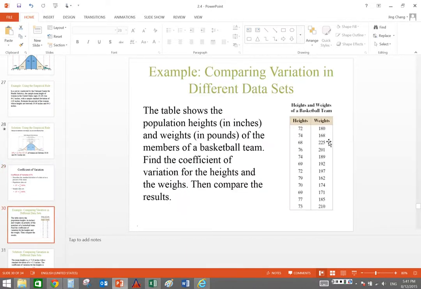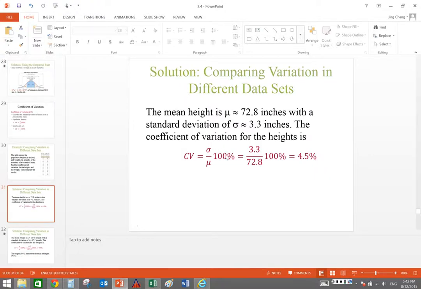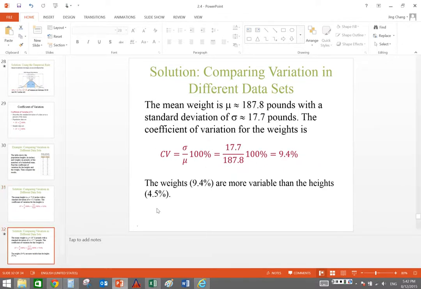So let's look at this. We have height and weight. We want to know which one has more variation. Is that height or weight? So how do we do it? We calculate the mean and standard deviation for each data set and then find the coefficient of variation. For height it's 4.5%, and for weight it's 9.4%. Then definitely weight is more variable than height.